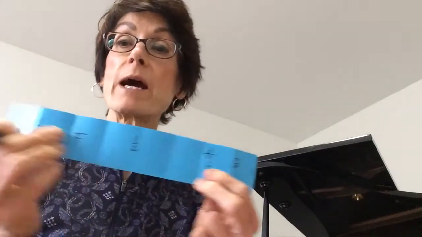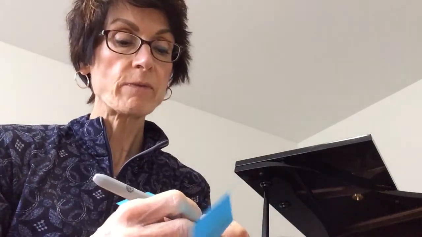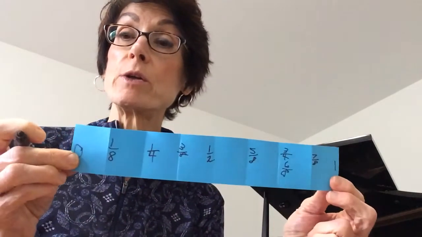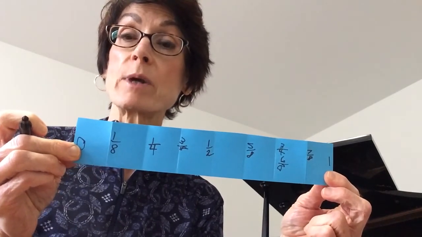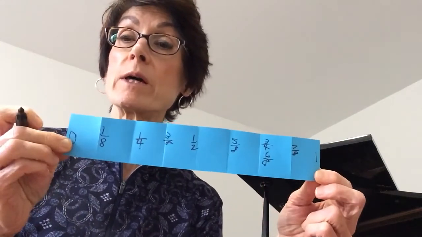All right, so now we have a benchmark. Oh yes, and here we can write 3/8. That'll be 3/8. We know 1/2 is 4/8, and this would be 5/8. So now we have a number line we can use as a benchmark. We have 0, 1/8, 1/4, 3/8, 1/2, 5/8, 3/4 or 6/8, 7/8, and 1.